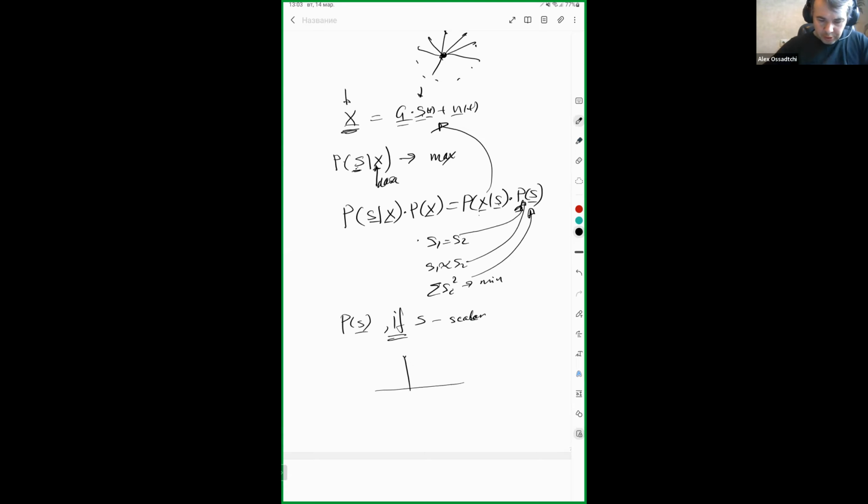What you can say is that, for example, if you know that your S is around 5, but you're not very sure, but it's somewhere there, then you can say that the distribution should look something like this. This is 5 here, and this is P of S. So it's a probability.